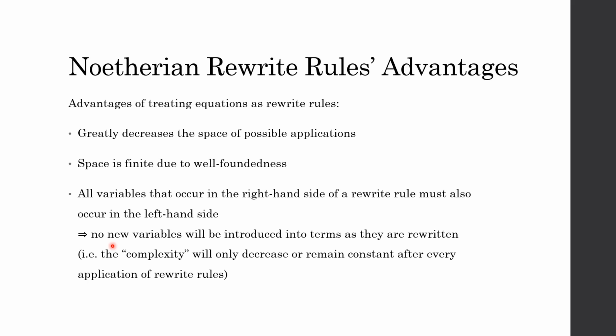And all variables that occur in the right hand side of a rewrite rule must also occur on the left hand side. This means no new variable will be introduced into terms as they are rewritten. So this sort of guarantees that the complexity will only decrease or remain the same after every application of rewrite rules.